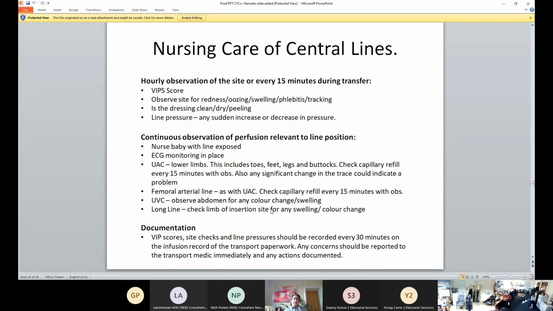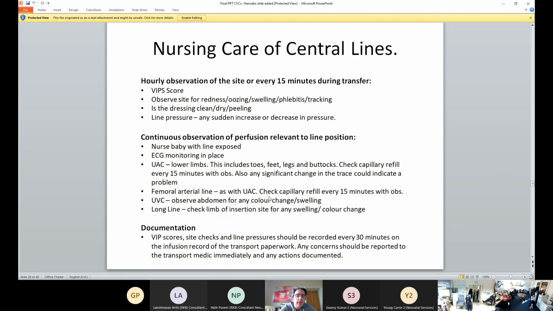I'm just going to read this slide now that you can see. This slide was written by Hannah Burton, one of our transport nurses, but unfortunately she couldn't be here today. So, general care and documentation of any central line during transfer. Before we go in the ambulance, we can do our observations hourly, as the unit does. During transfer, we need to do these observations every 15 minutes.